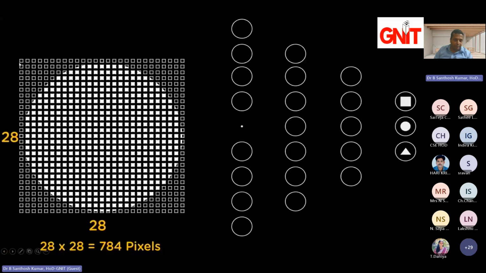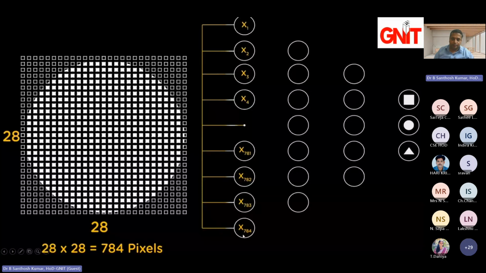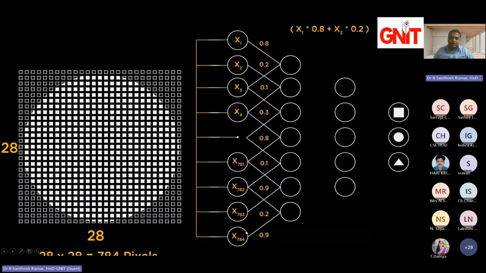For example, this is input one, I give it to this neuron, this is input two, this is input three, and like that I give 784 inputs, x1, x2, x3 up to x784. Here some weighted values are given. Weighted value means x1 is multiplied by 0.8, then x2 by 0.4. That depends on how much the pixel is occupied. For example, here it may contain the full value, but here it may not contain the full value.